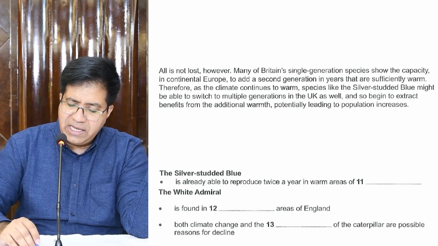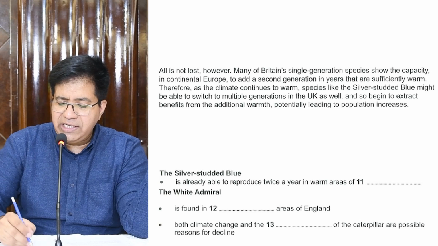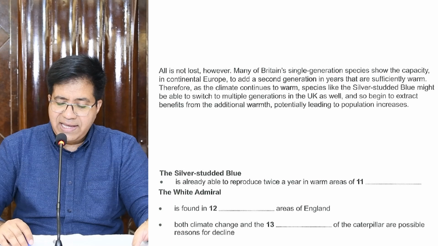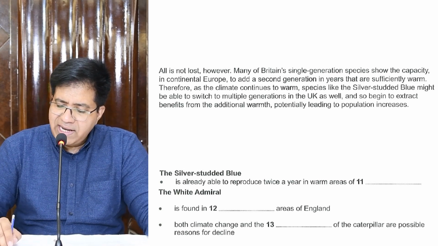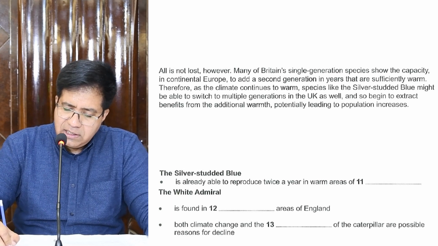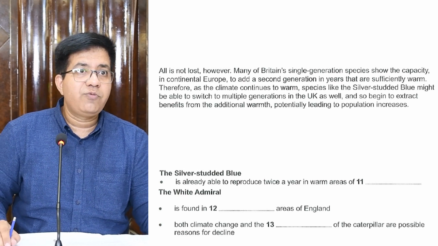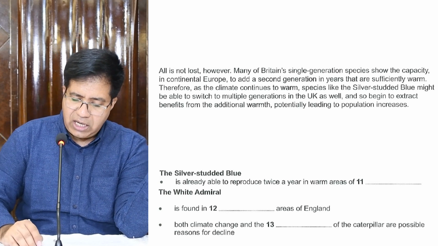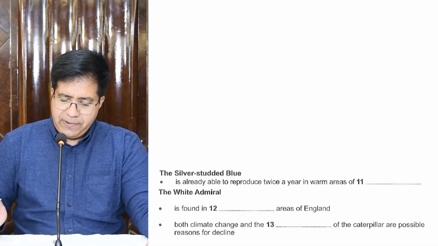And now where is warm areas? To add a second generation in years. Now what do they mean by second generation in years? Yes, that means reproduce twice. And where is warm? In years that are sufficiently warm. Now what do they mean by that? That are sufficiently warm. Now, what is warm? That is in continental Europe. These areas are warm. So the correct answer is Europe.